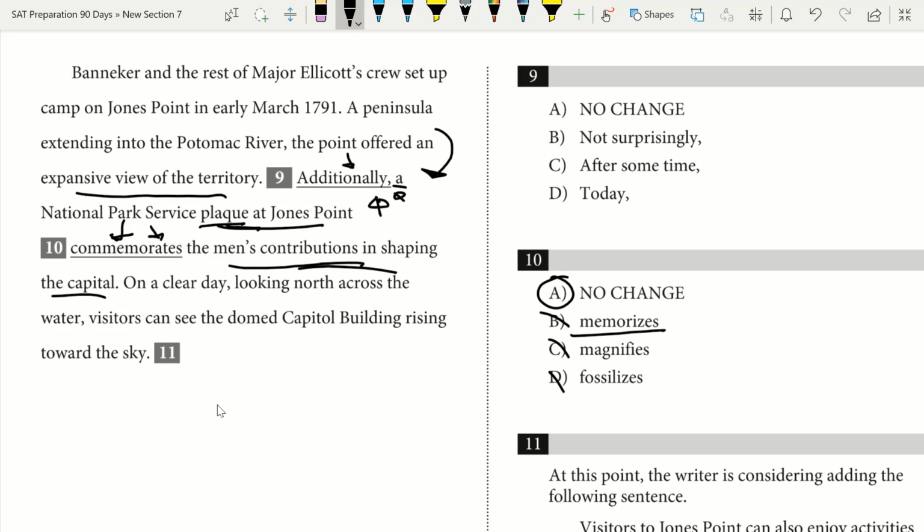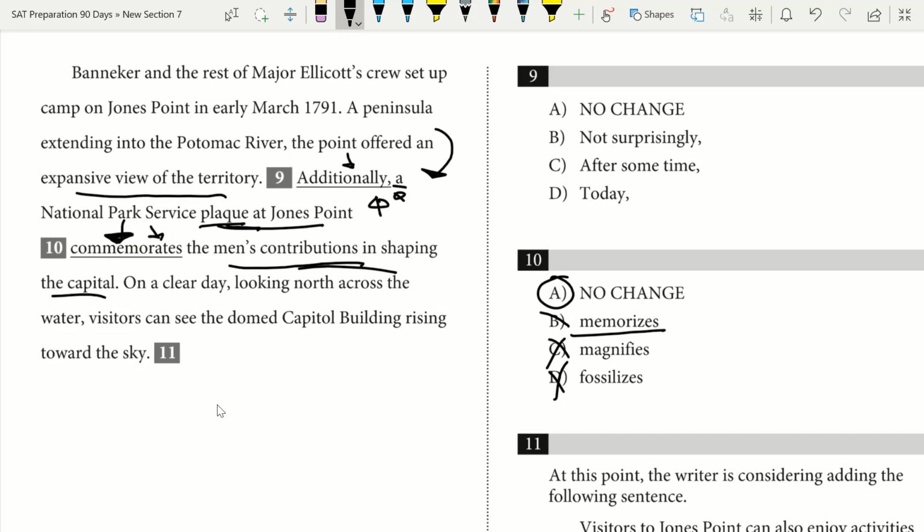Commemorating it means to make it a memory. It signifies the memory of what they did. Memorizes would be if you were to memorize something and keep it in your memory, but commemorates is something where you're just putting something up that's in memory of something else, right? You're not magnifying or fossilizing anything either. So 10 is going to be A.